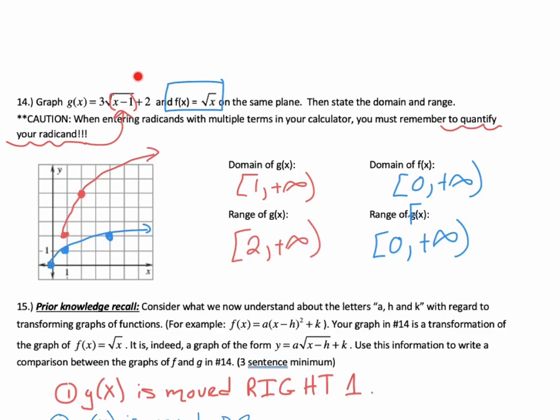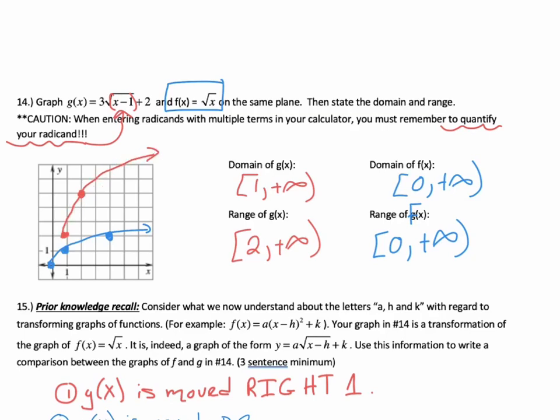Then I went ahead and I typed this in my calculator. Be careful, when you type this in your calculator, the new calculators do it automatically, but you got to make sure you quantify your radicand. In other words, those parentheses should be there when you type it in. And you go to your t-chart and you grab a couple of points, and that produces that red graph right there.